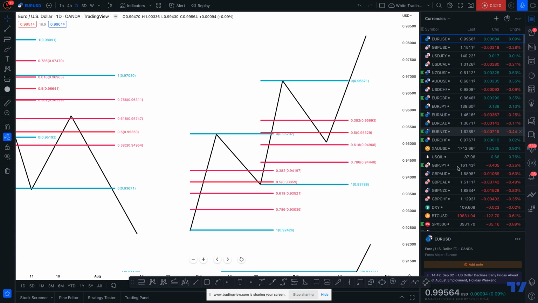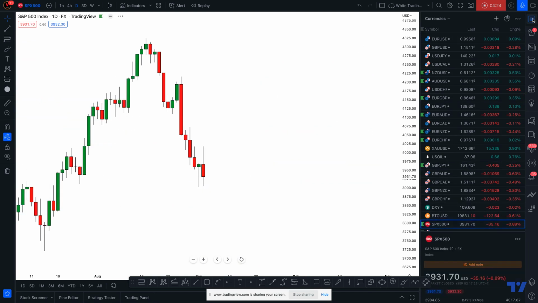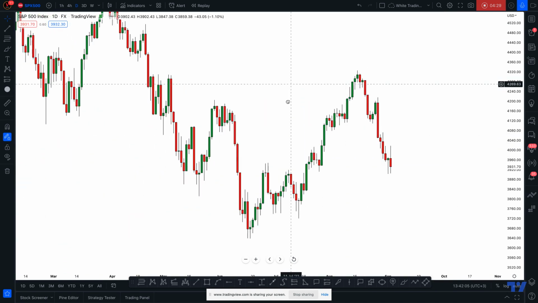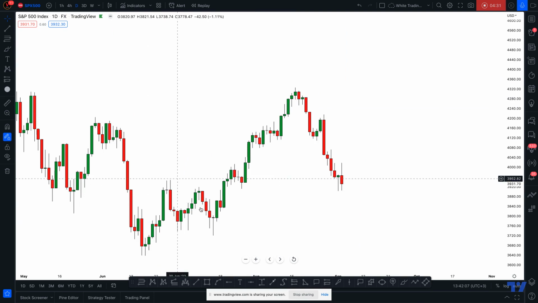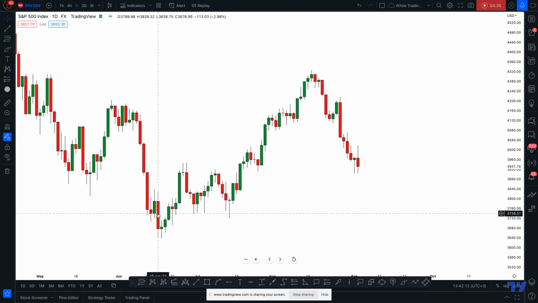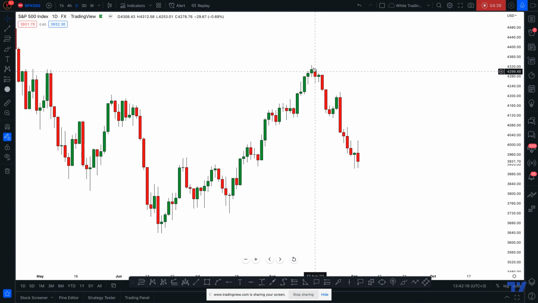Now let's open, for example, the S&P 500 index. Yes, and here, take a look at what we have, traders. Here the market is trading in a minor bullish trend. You can see that from June we are trading here in a bullish trend. And reaching that high, the market started to retrace. Now we see a retracement leg.